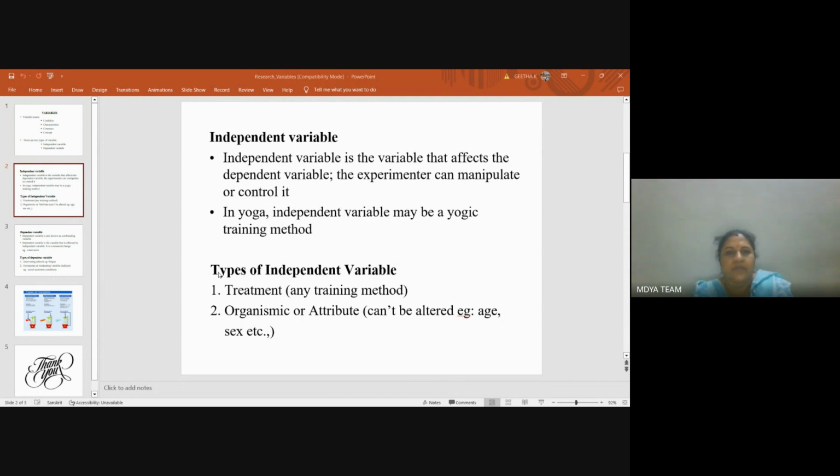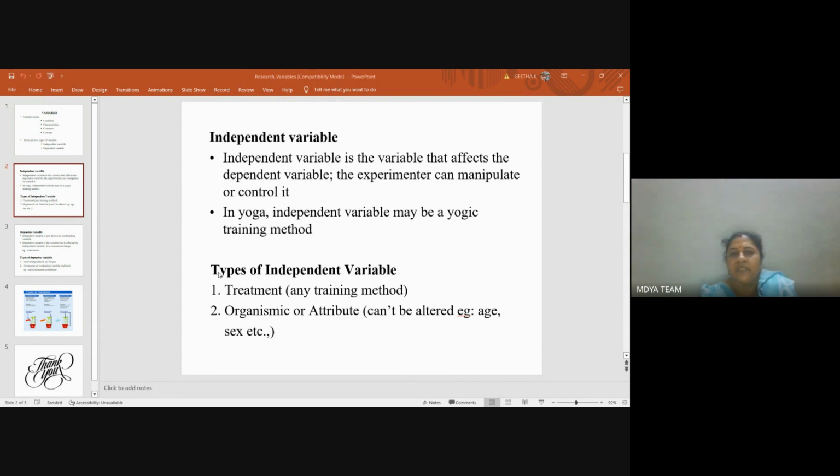So, the same thing in yoga: the independent variable may be yogic training methods. Any method, the classical method, the KYM method, or a Tai Chi style, any style is called an independent variable, irrespective of the style. That methodology designed by us and applied on the people is called an intervention, that is an independent variable.